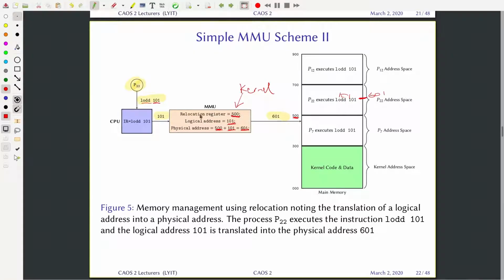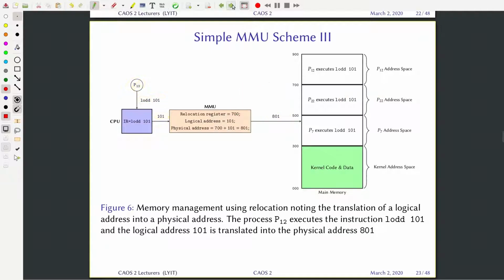And of course, this relocation register, the machine code instructions to change the value of that relocation register, they would be privileged. Okay, so we'll do another example just to illustrate the translation of logical addresses into physical addresses.